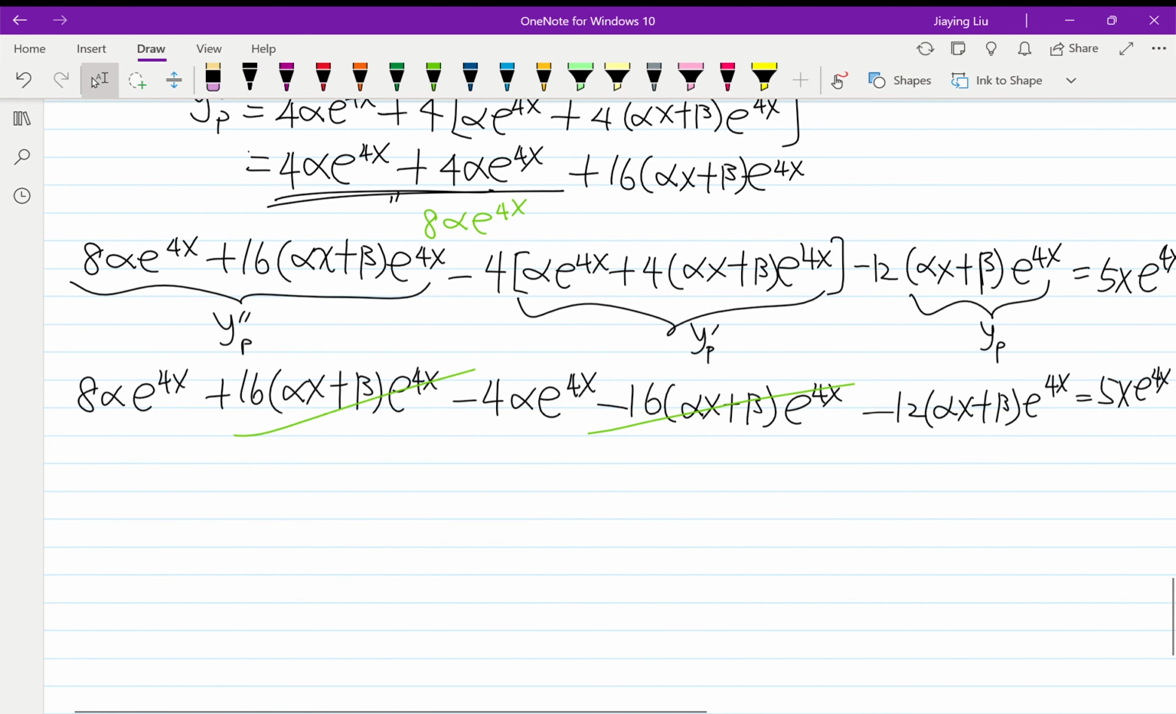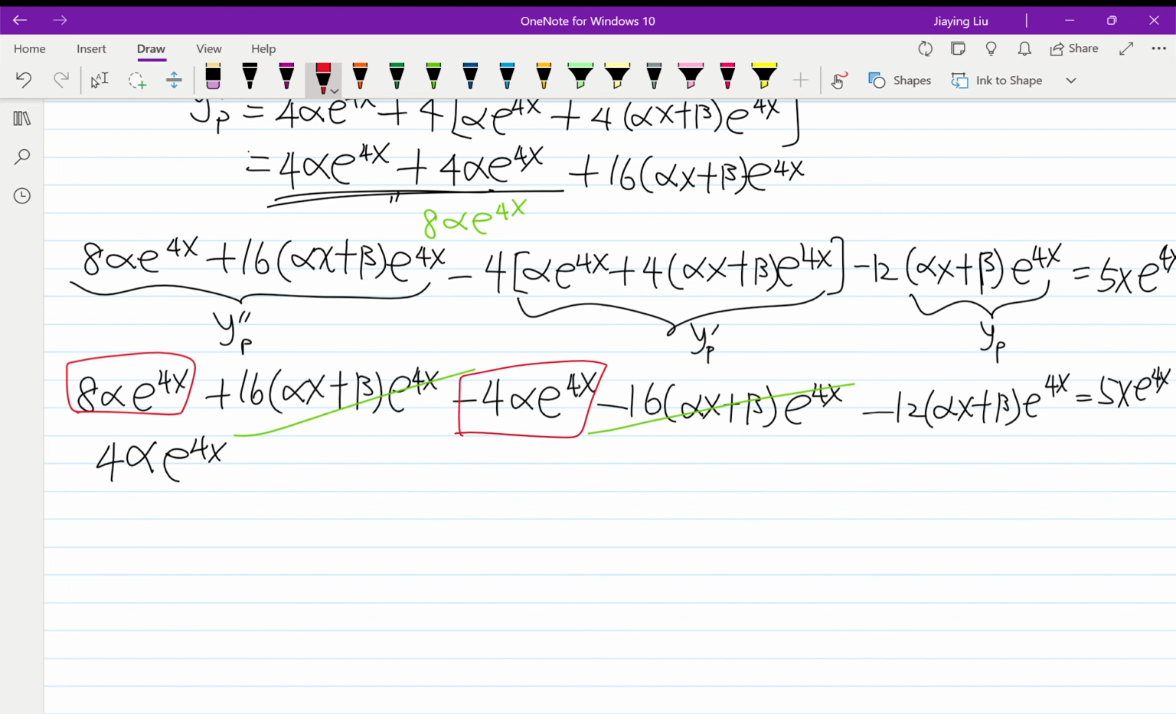And then what do we have? We have 8 alpha minus 4 alpha. That's a 4 alpha e to the 4x when we combine those two terms. And then what about the rest? Well, I don't need the parentheses, so I can expand that last term on the left. So that's a minus 12 alpha x e to the 4x minus 12 beta e to the 4x. And then you can keep it on the right hand side, or you can move it to the left. It's really up to you. I guess for practice, maybe I'll move it to the left. So that's a minus 5x e to the 4x equals 0, just to be consistent with Professor Gibson's notes.